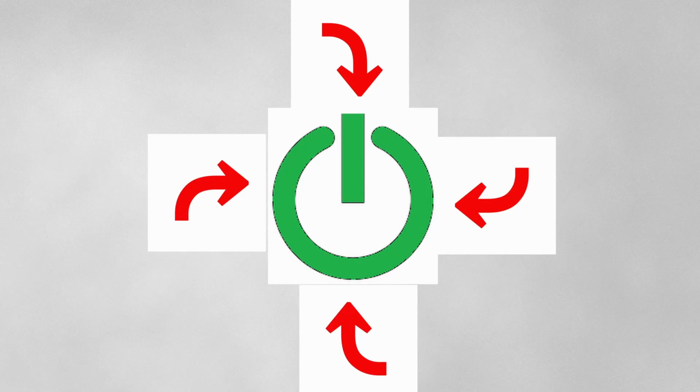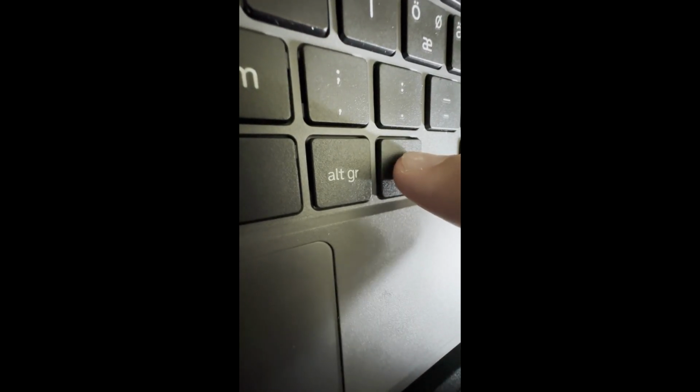Step 3. The on button on a computer is most likely a circle with a small stick in it coming out from the top. When you have found it, press it down and wait for it to boot up.